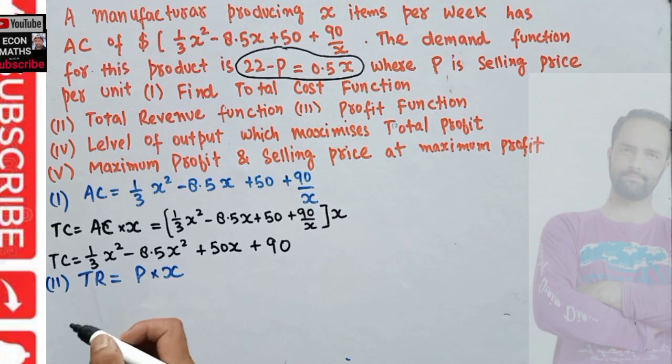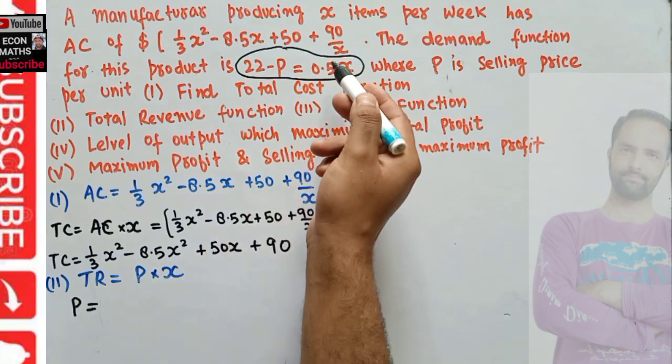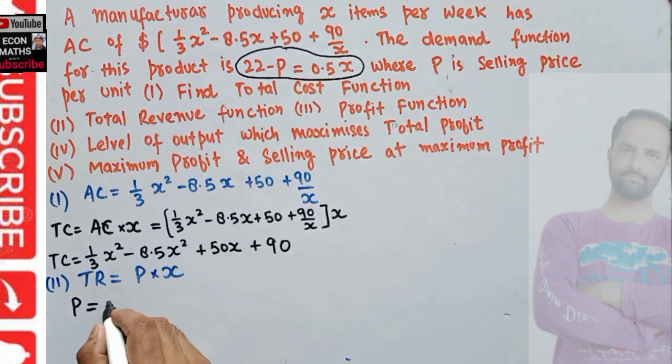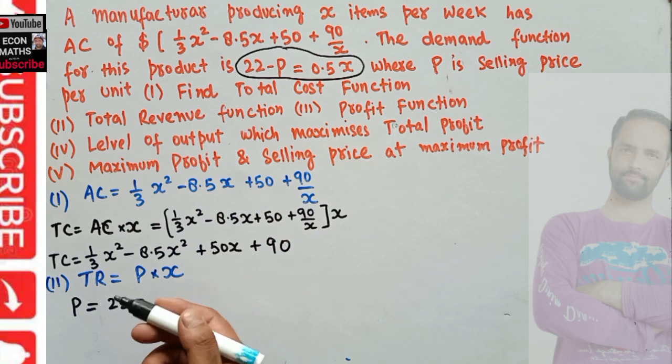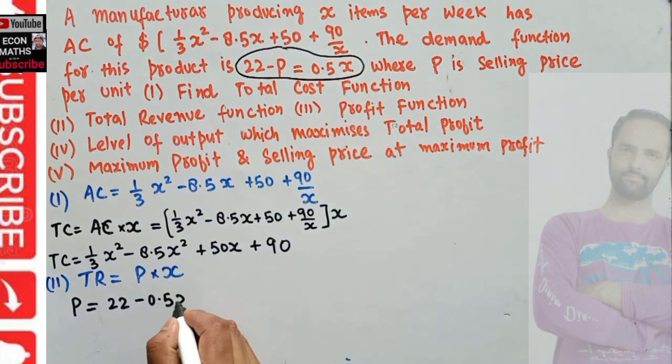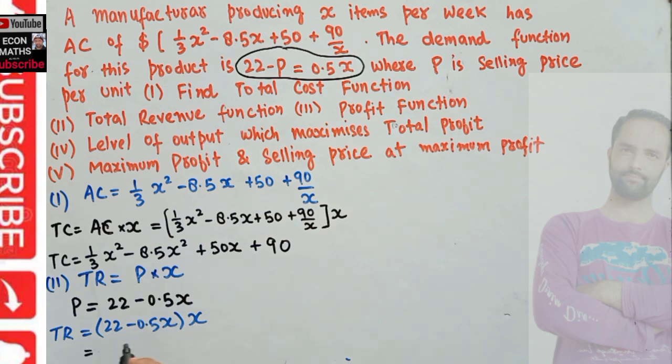So if I transpose p to the RHS, and transposing this 0.5x to this side, we will get p is equal to 22 minus 0.5x. I have just manipulated this and solved for p. It's very simple, you can do this. This is our price function, what we call the inverse demand function also. Then our total revenue will be equal to price into output. So this is our price function, 22 minus 0.5x. To this we multiply the x. Price into output gives us 22 into x is 22x minus 0.5x into x is x square. So this will be our total revenue function.